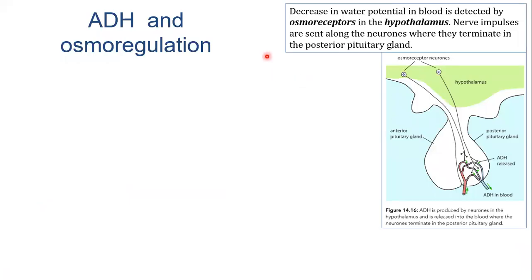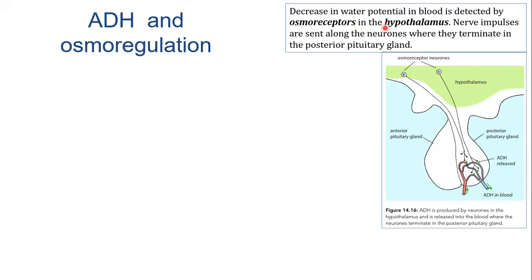Okay, so when I'm going through the effects of ADH and how it will help with osmoregulation, I'm going to talk about how it is released when there is a decrease in water potential. So this is the deviation from the set point. There is a decrease in water potential, which is detected by a receptor, the osmoreceptors. Where are these osmoreceptors? They are found in the hypothalamus of our brain.